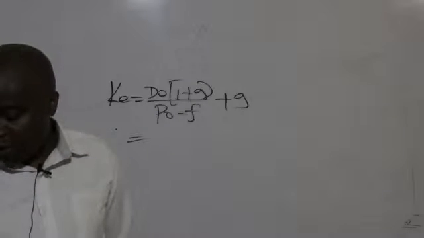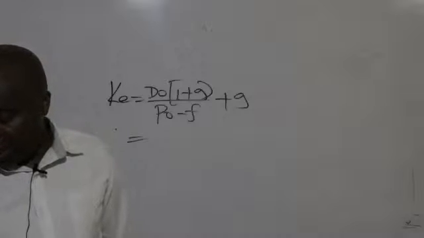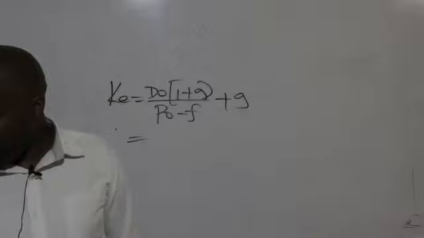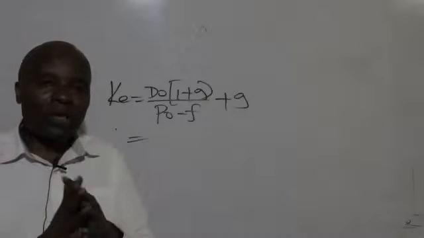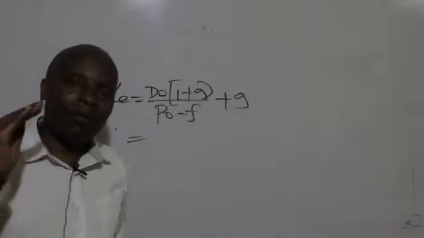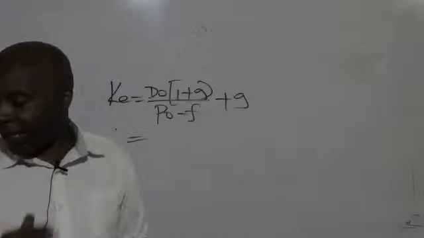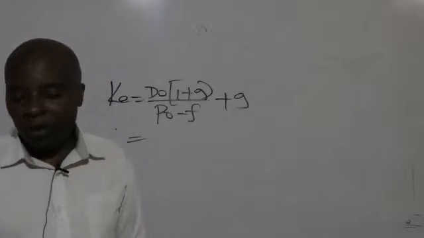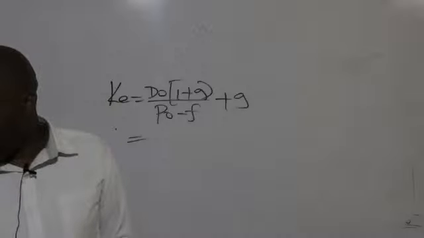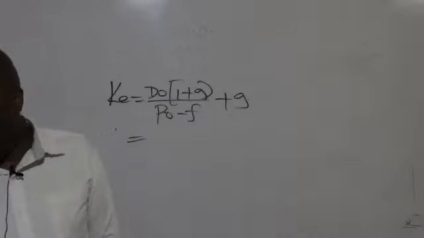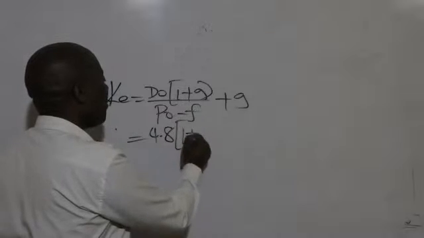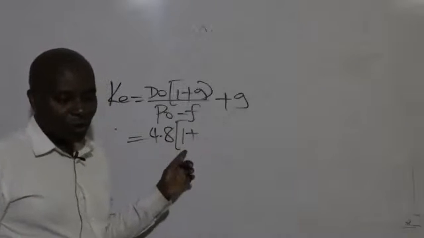Is there somebody who is able to see D0 anywhere? Yes, I am able to see D0. D0 is the most current dividend. They have given me four of them. And the most current dividend, ladies and gentlemen, is the one given in note 4. The most current dividend of 2018 is 4.8. So 4.8 times 1 plus. Is there somebody who is able to see the growth rate of dividends?